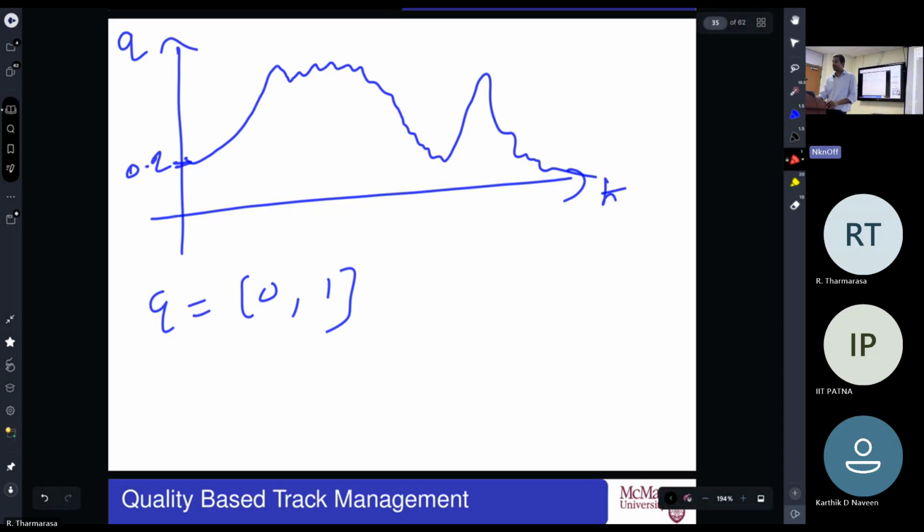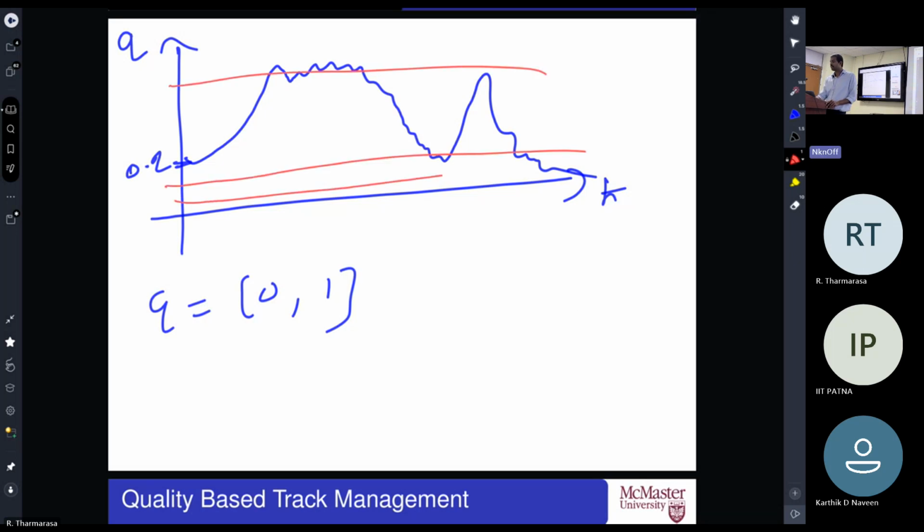In order to do the track management, we have some thresholds here, three threshold levels. Let's say this is 0.9, this is 0.05, and this is 0.005. Three levels, right? This is the initial value I give the quality. Then let's say we have some equation to update the quality. We'll talk about how to do that, but for now assume you have an equation to update the quality.